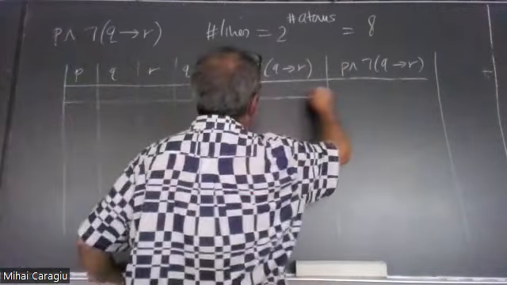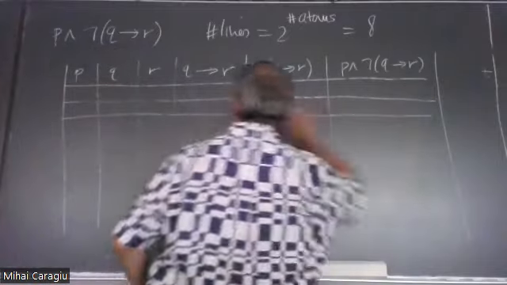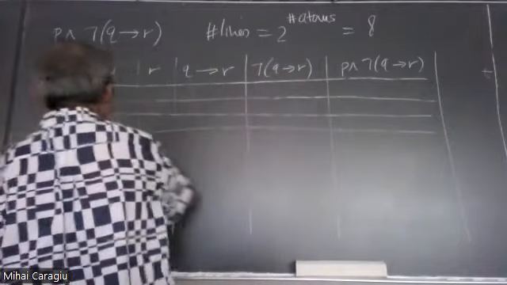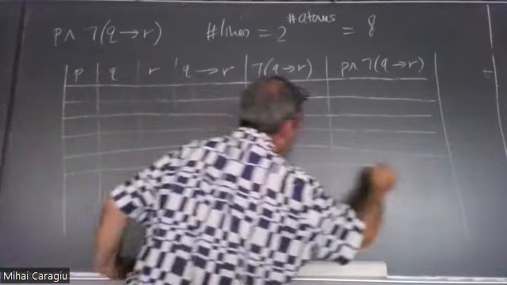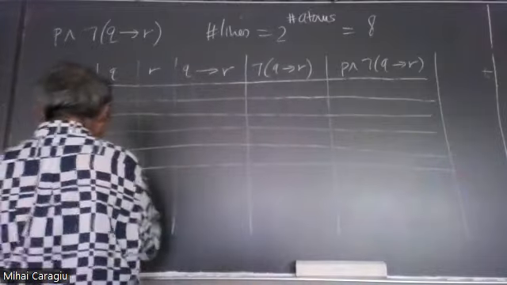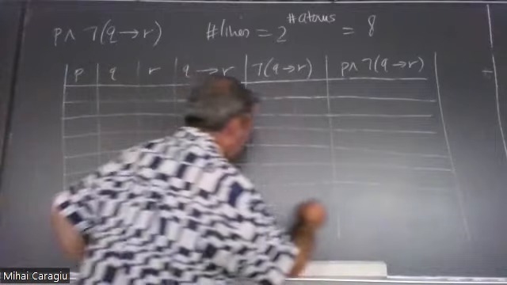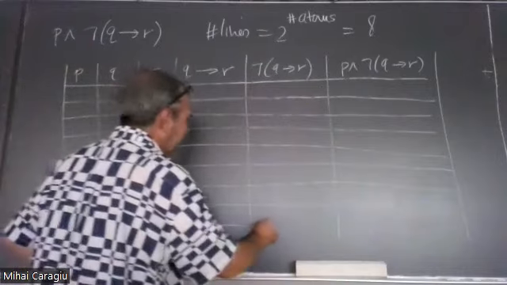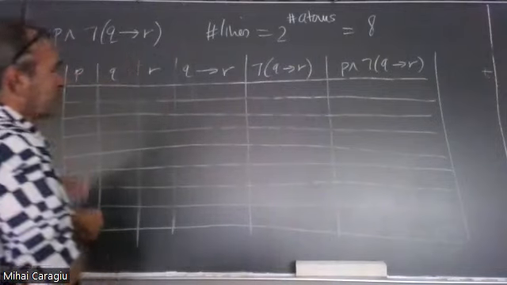So 1, 2, 3, 4, 5, 6, 7, and 8. 8 lines in the truth table, not including the header. The header doesn't really count as a line on the truth table.